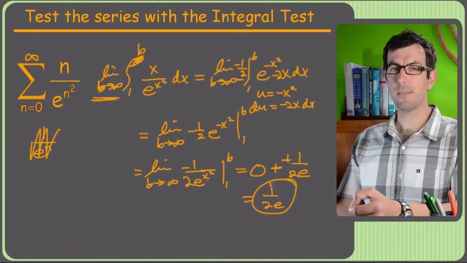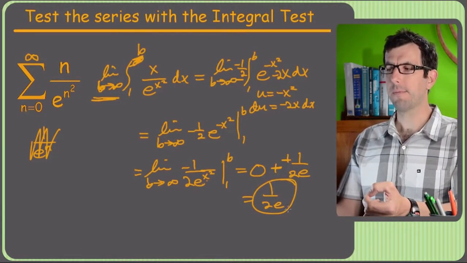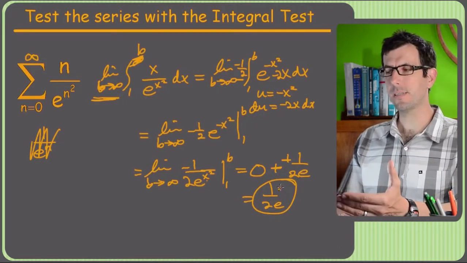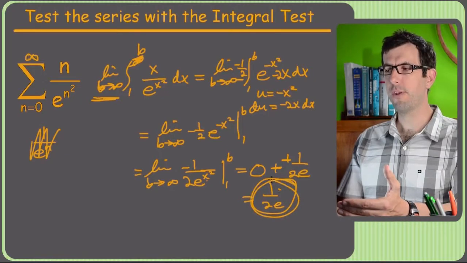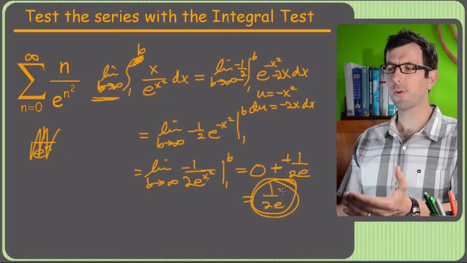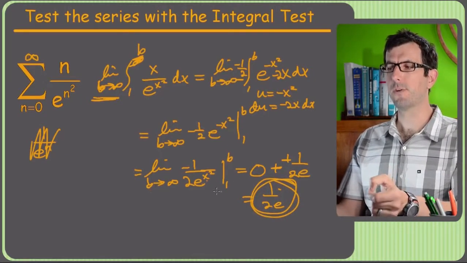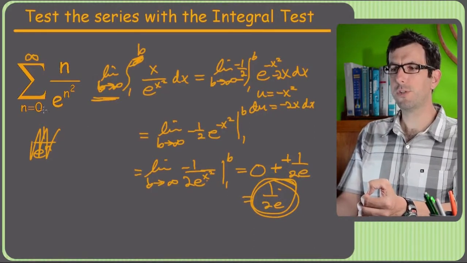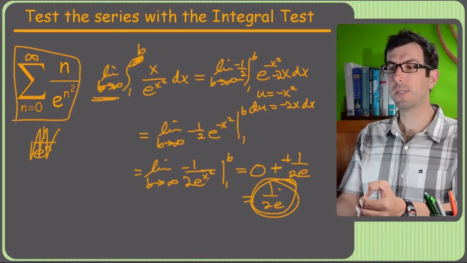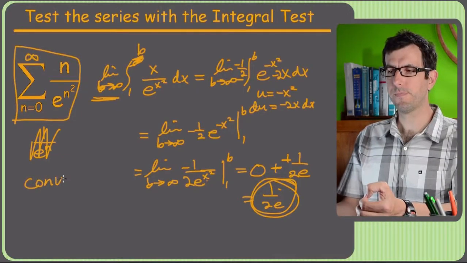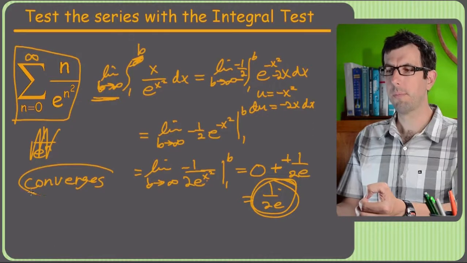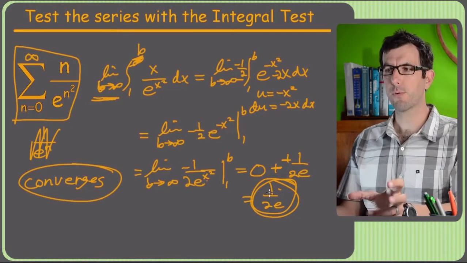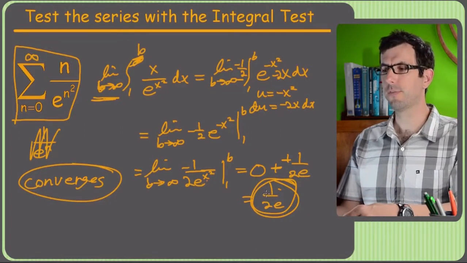Now, is that actually the sum of the series? Might not be. All the integral test tells us is that if we get a number other than infinity, this thing converges. So because this integral converged to 1 over 2e, which is a finite number, the original series converges. But again, this is not necessarily the sum of the series. All the integral tells you is that it also converges.